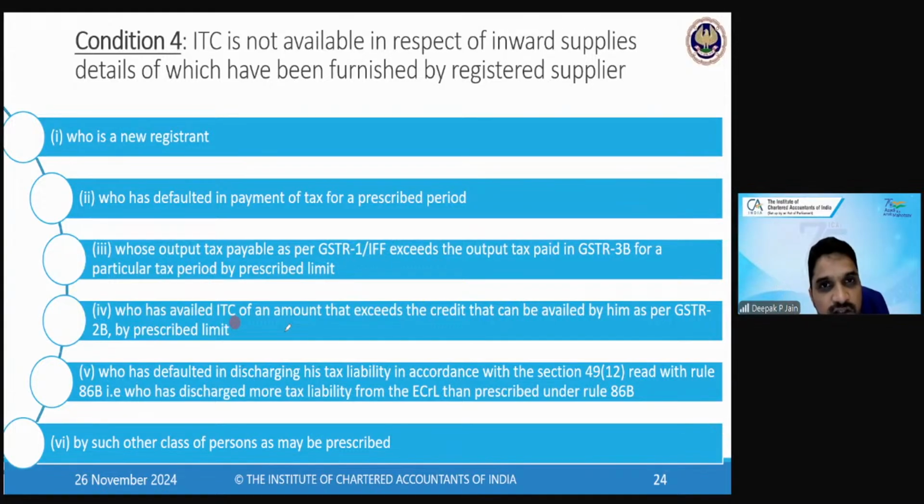So the condition 3 says when you have filed more value in GSTR 1 and less value in 3B. Fourth condition says that you have claimed credit in your books more than what is there in your 2B. And fifth condition says that you had to pay taxes at least 1% of your liability through your cash ledger, but you have not done that also. You have paid the entire liability through your credit ledger. That is the fifth condition. Okay.